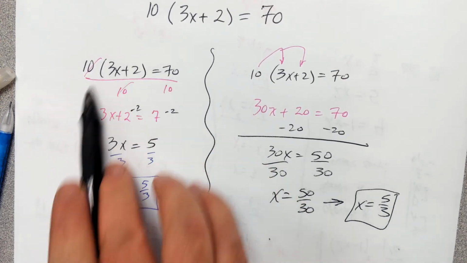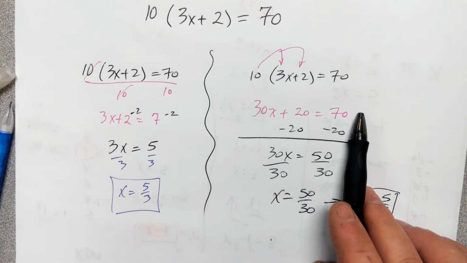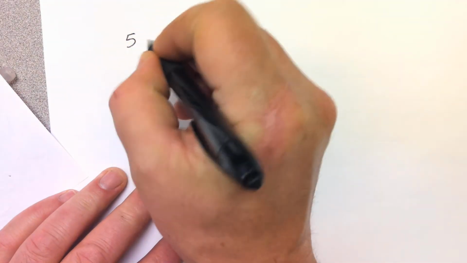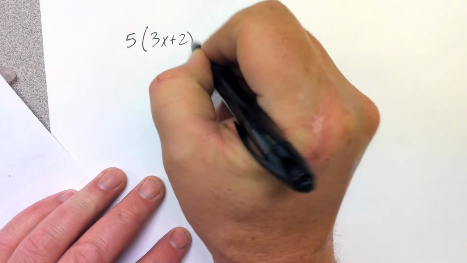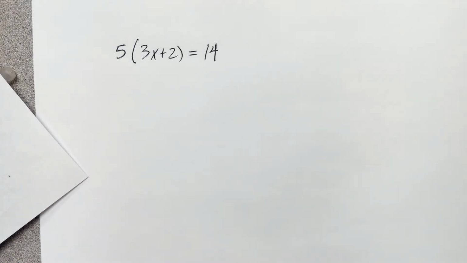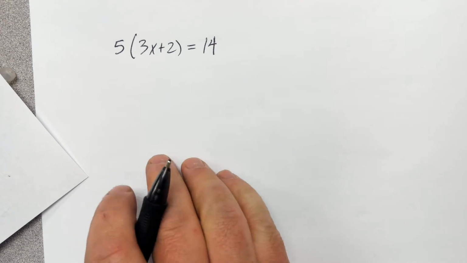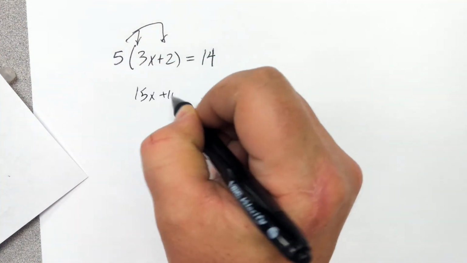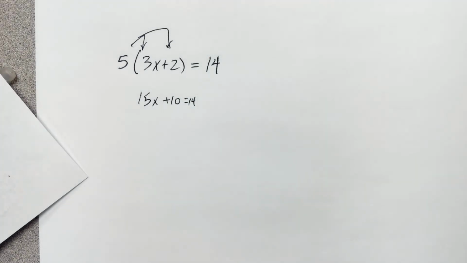Now, Yolanda, if this 10 didn't go into this number here, we wouldn't want to try this because we'd have a fraction. We'd want to do it this way. Here, let me show you what I mean. So let's say we had this instead. Like that. If we divided by 5, we'd have 14 over 5. And then you've got to do a whole bunch of math with a fraction. So in this case, you would want to distribute. That'll give you 15x plus 10 equals 14. And then you can solve it from there. You see what I mean? Yeah? Okay.